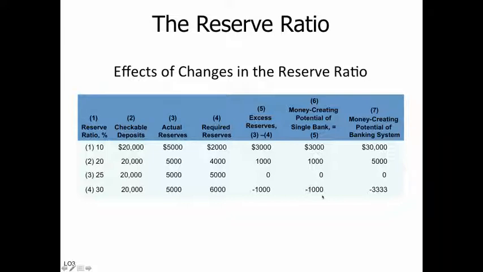In fact, in this case, at a 30% reserve ratio, this bank would be in trouble because it would have fewer actual reserves than required. So it would have to potentially borrow money to try and make up the difference.